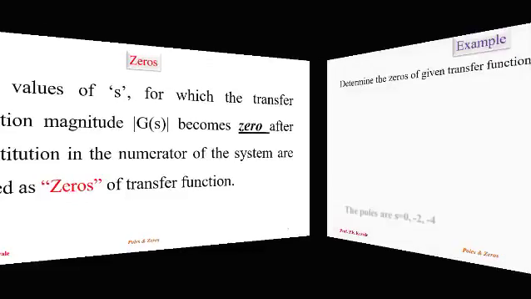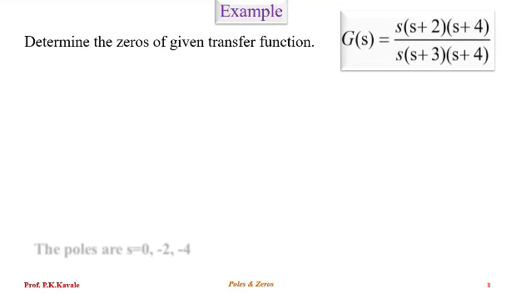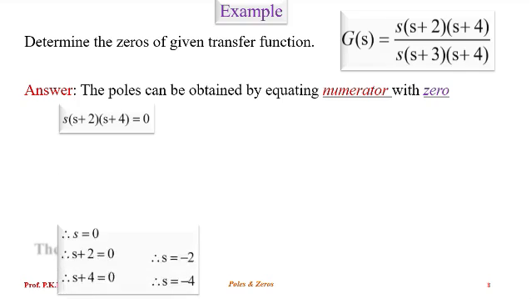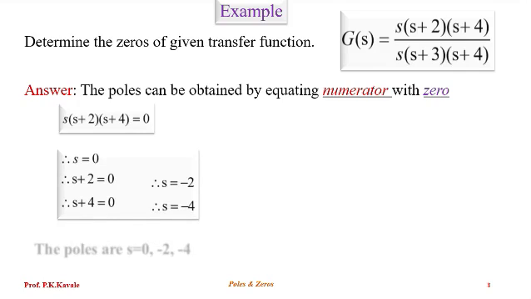Simple. So we'll take the same example. We have to find the zeros. So what are the zeros? We take the numerator polynomial and equate it to 0. So S, S plus 2, S plus 4 equal to 0. So what are the values? Values are 0, minus 2, minus 4.